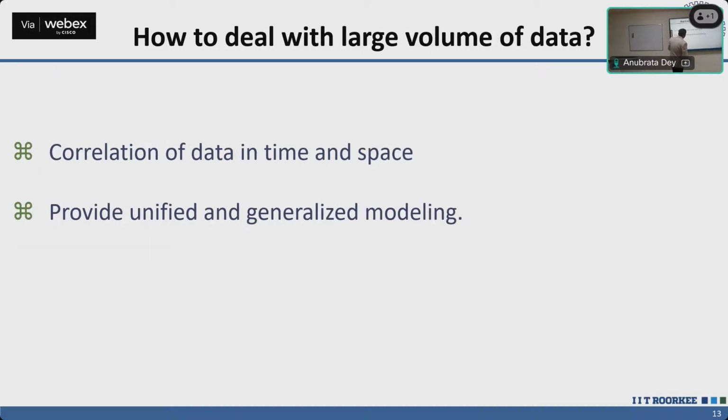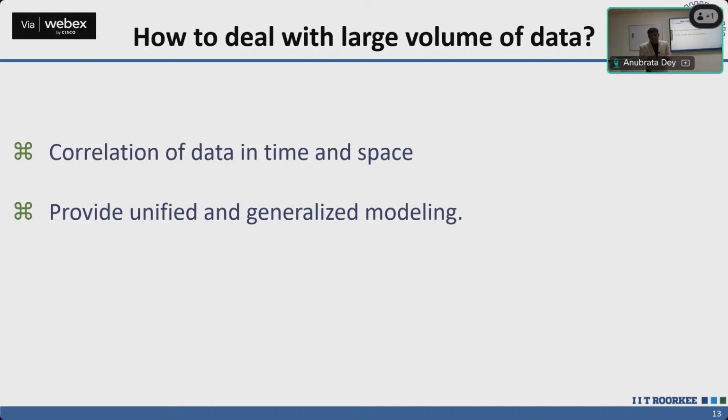Now how to deal with this data? Obviously, with both categories of data, we need a correlation of data in time and space, both. This is very important, right? How to store, and once you store, how to handle those data. Let's say, for example, you are storing all this data. Now sometimes, maybe for post-mortem analysis, you need some category of data. Now how to find it?